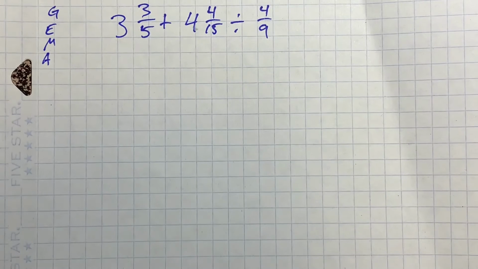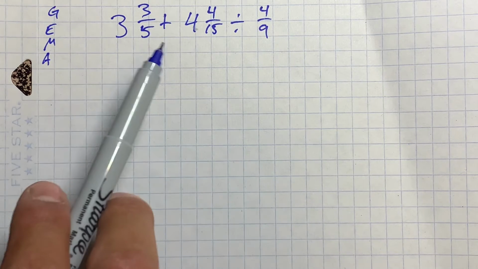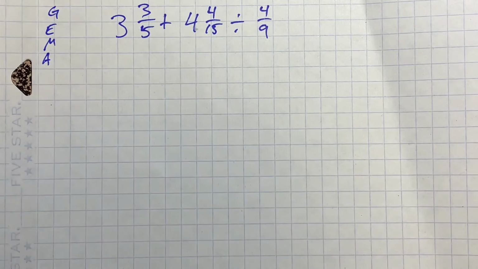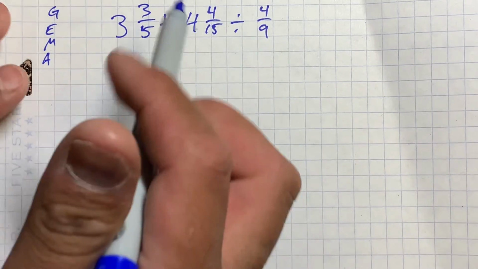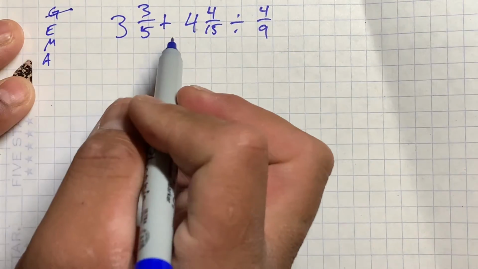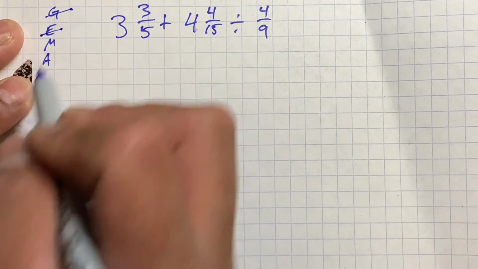Okay, moving on. So we have a problem here. We're still dividing fractions, but this time it involves the order of operations. The most important thing you need to do is look at the operation symbols. So you have addition and you have division. Now in this problem, there are no grouping symbols. There are also no exponents.